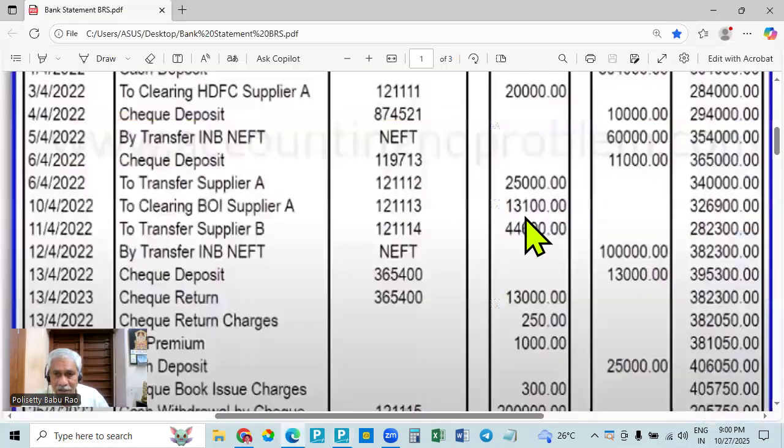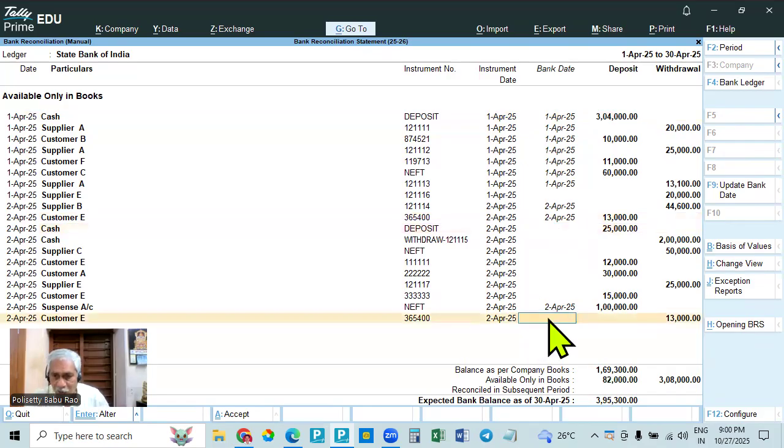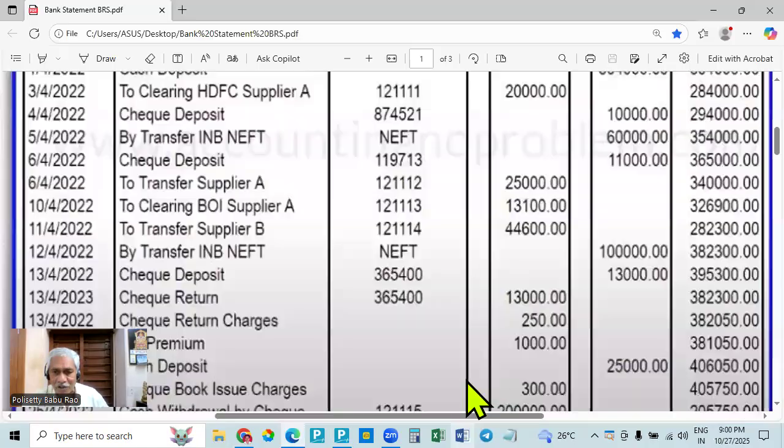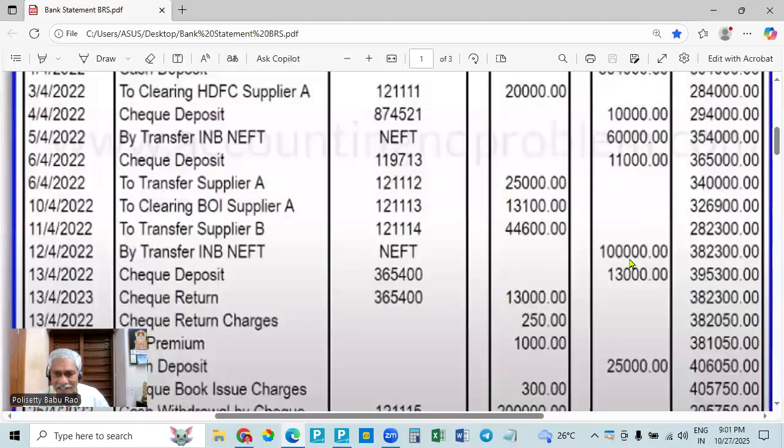Here this is not there. This is 13,000. So after 1 lakh, this 13,000 rupees Q4 we have debited. Now it is bound, we have to credit this. So after 1 lakh we have taken this mistake, and after that we made 13,000. We have to take 13,000.